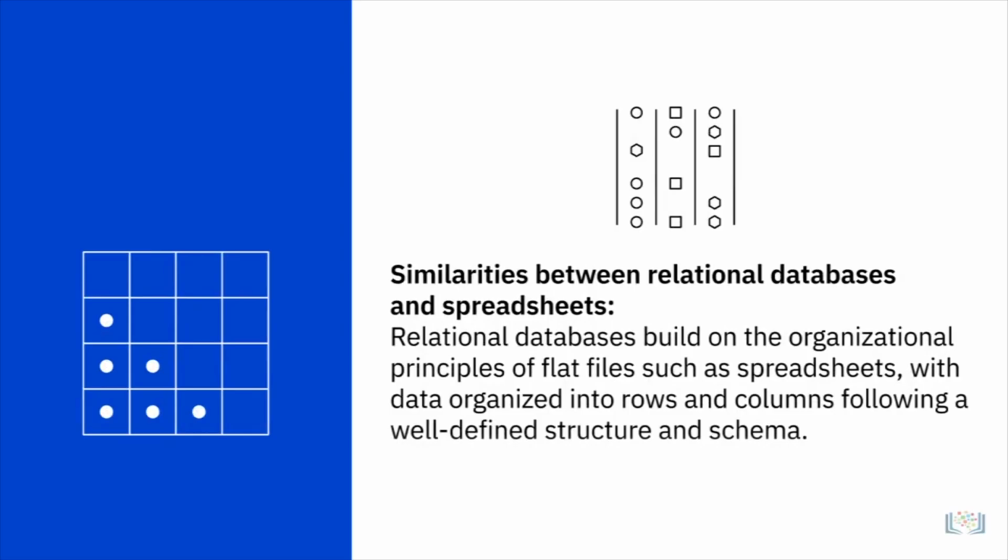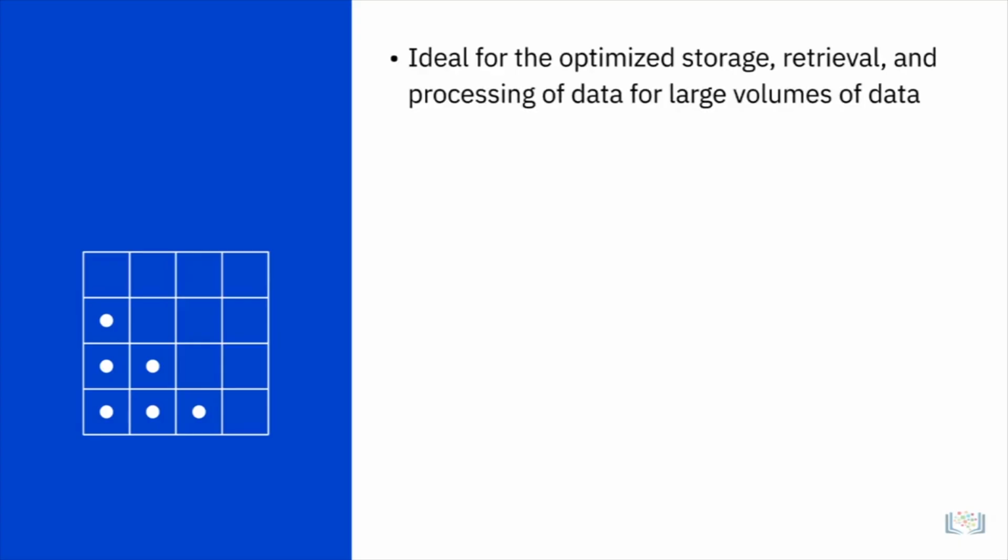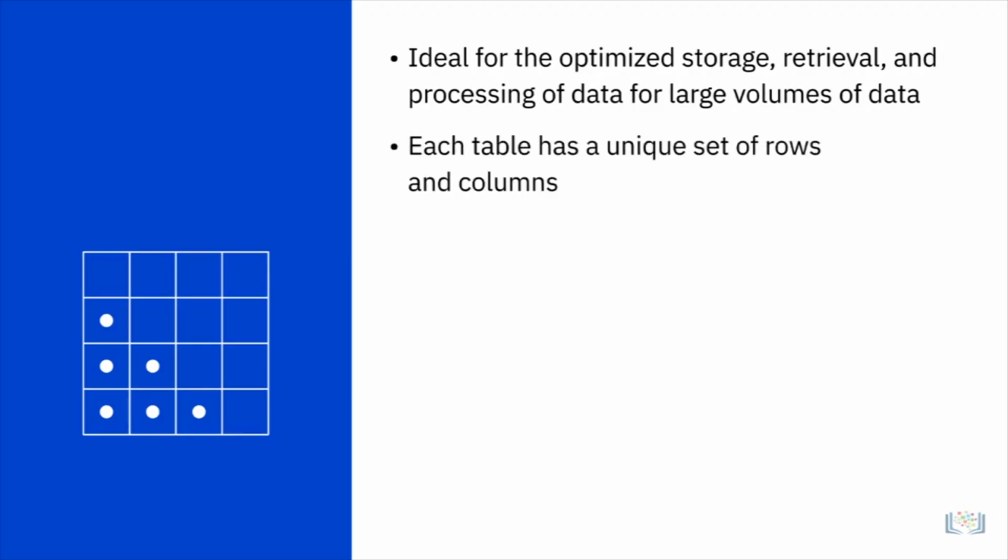Relational databases build on the organizational principles of flat files such as spreadsheets, with data organized into rows and columns following a well-defined structure and schema. But this is where the similarity ends. Relational databases, by design, are ideal for the optimized storage, retrieval, and processing of data for large volumes of data, unlike spreadsheets that have a limited number of rows and columns. Each table in a relational database has a unique set of rows and columns, and relationships can be defined between tables, which minimizes data redundancy.